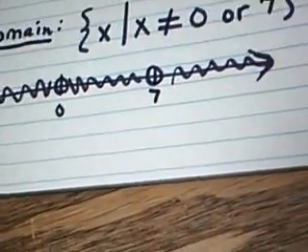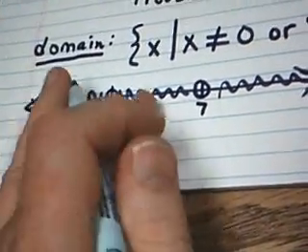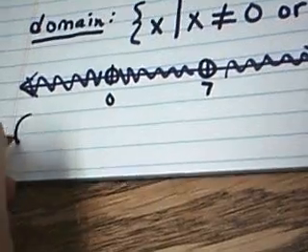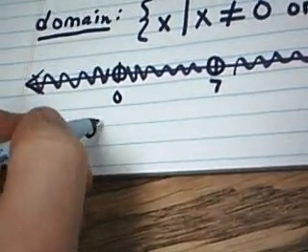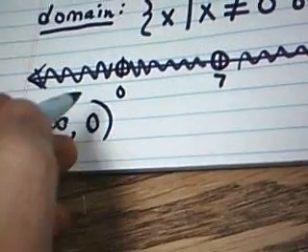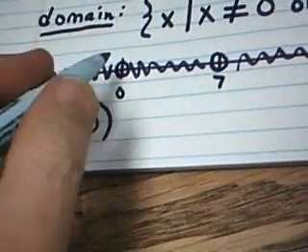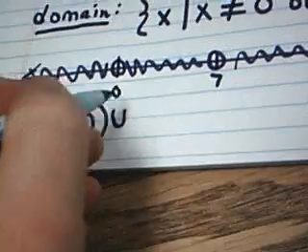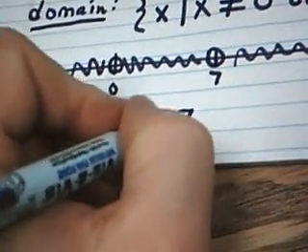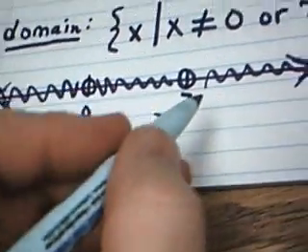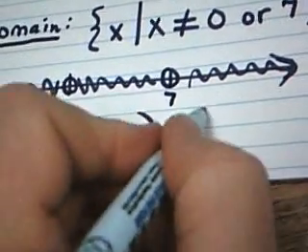And if I wrote that in interval notation, it's in 3 segments. I could write this as negative infinity to 0. Make sure to use a paren, not a bracket, because 0 is not included. Union. The middle segment would go from 0 to 7. And the last segment, union, would go from 7 to positive infinity.